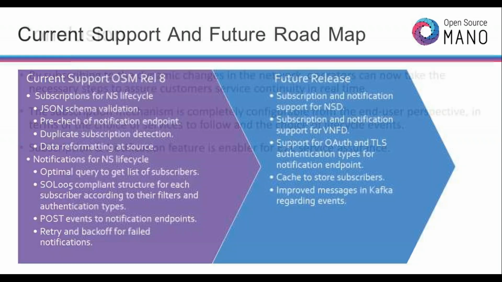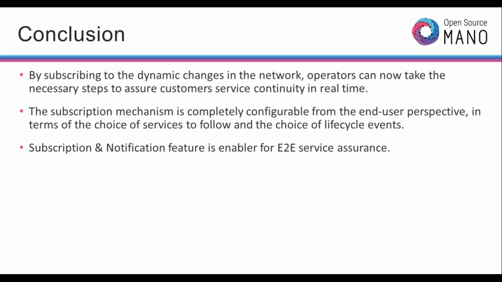And to conclude, by subscribing to dynamic changes in the network, operators can assure real-time continuity of their services. The subscription mechanism is completely configurable, as we have seen in the filter section. So users can choose a wide variety of combinations for the events they are interested in. They can choose NSD ID when a network service is not yet deployed. Suppose the network service is already deployed, they can choose NS instance ID to get the notifications. So there are multiple parameters available through which they can choose.